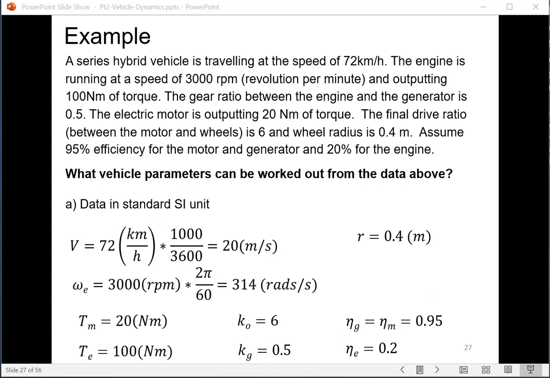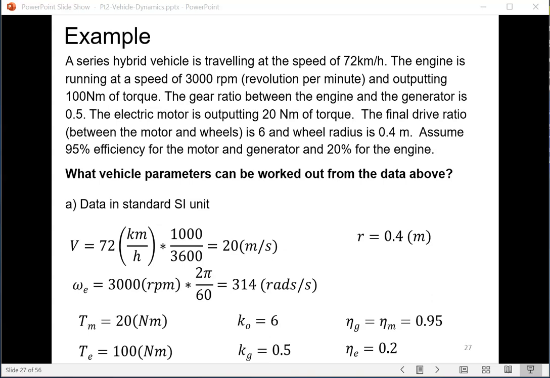The engine is running at a speed of 3,000 RPM. RPM stands for revolutions per minute. That means how many turns it goes through every single minute. The output torque of the engine is 100 Newton meter. So that's the engine.